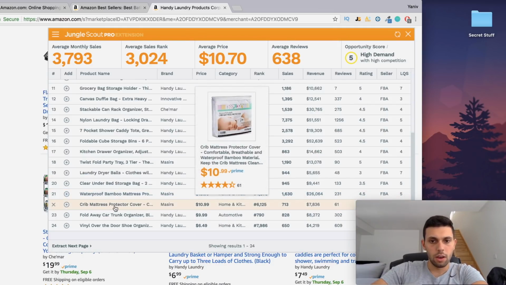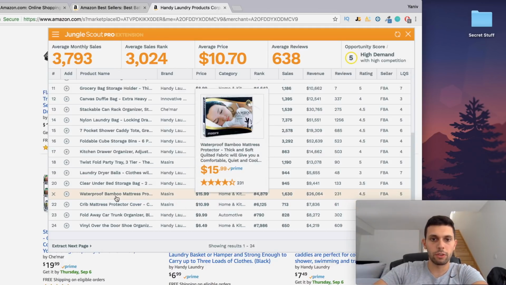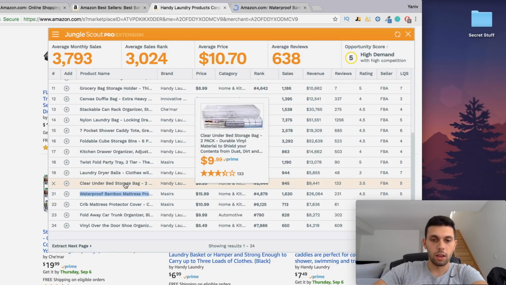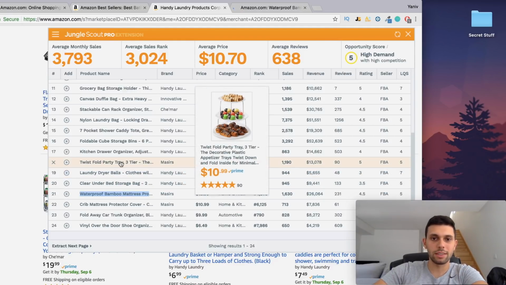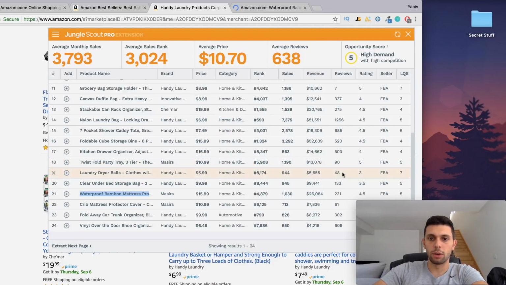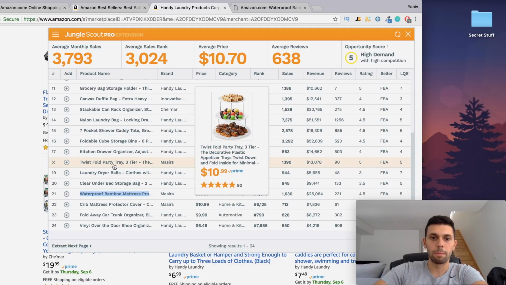So this is, okay, so mattress cover protector. That's pretty cool. But I'm going to look for stuff that's a little bit more expensive so we can find a good profit margin. So this is a waterproof bamboo mattress protector. Very interesting. Very cool. So we're going to open that one. What else is here? So I'm just looking at stuff that has a good revenue to review ratio, high revenue, lower reviews. That's really what I'm looking for.